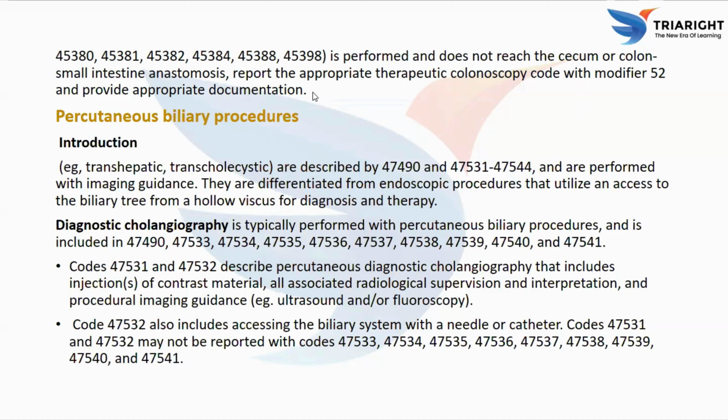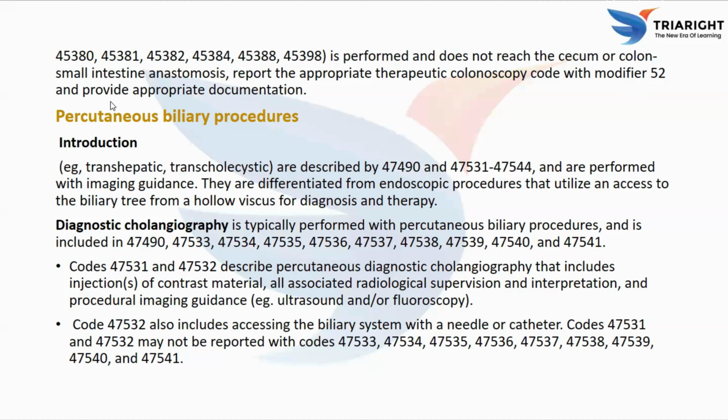So report the appropriate therapeutic CPT code. You have to append modifier 52 for reduced services, and it also provides clear documentation. Modifier 52 is used when the procedure is partially completed, reduction was planned or accepted, and it is not stopped due to an emergency. In contrast, modifier 53 is assigned for a procedure discontinued due to unexpected circumstances, whereas modifier 52 is reduced but completed to the extent possible. This is the difference between modifier 52 and 53.